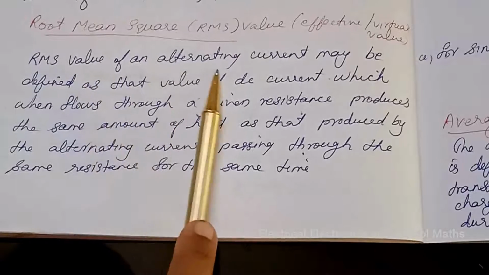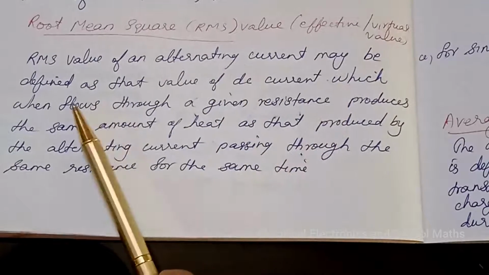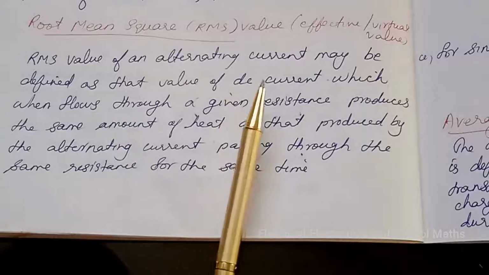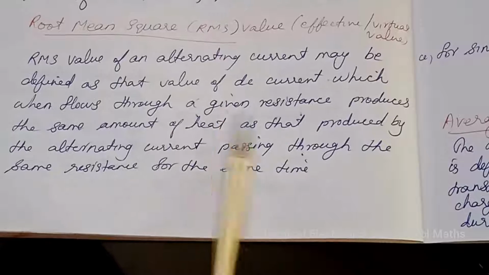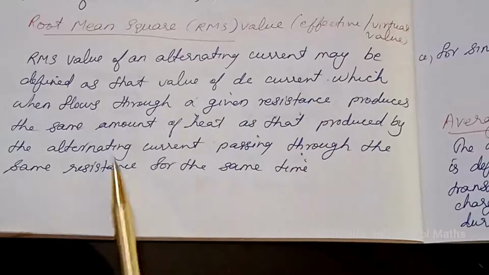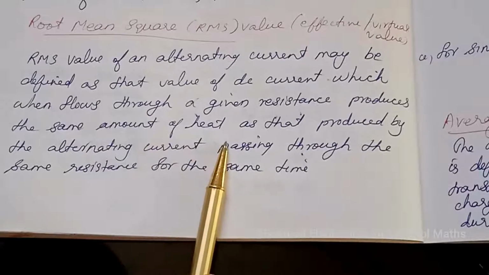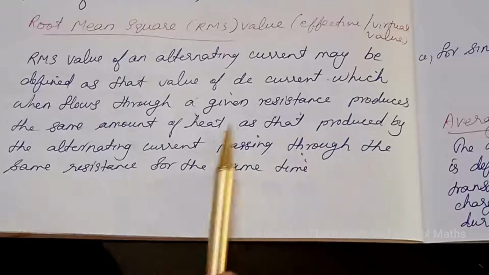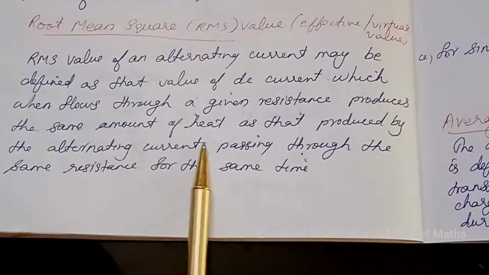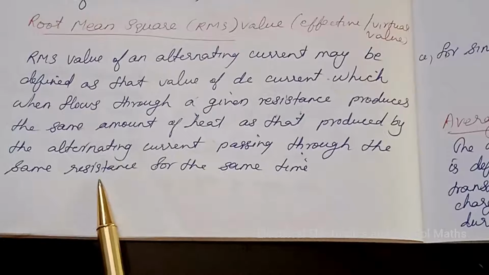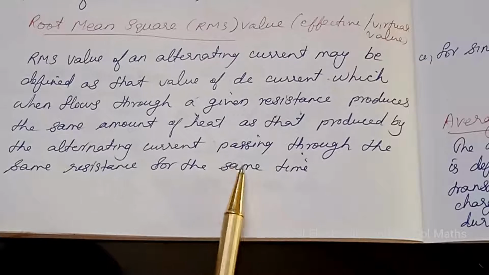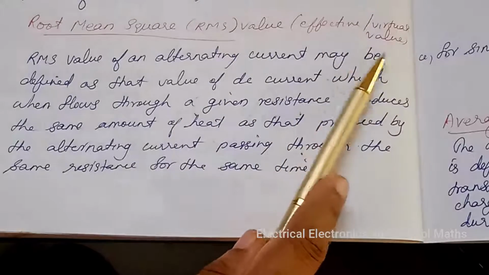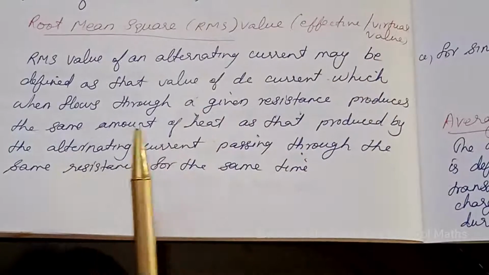RMS value of an alternating current may be defined as that value of DC current which, when it flows through a given resistance, produces the same amount of heat as that produced by the alternating current passing through the same resistance for the same time. It is also called effective or virtual value.